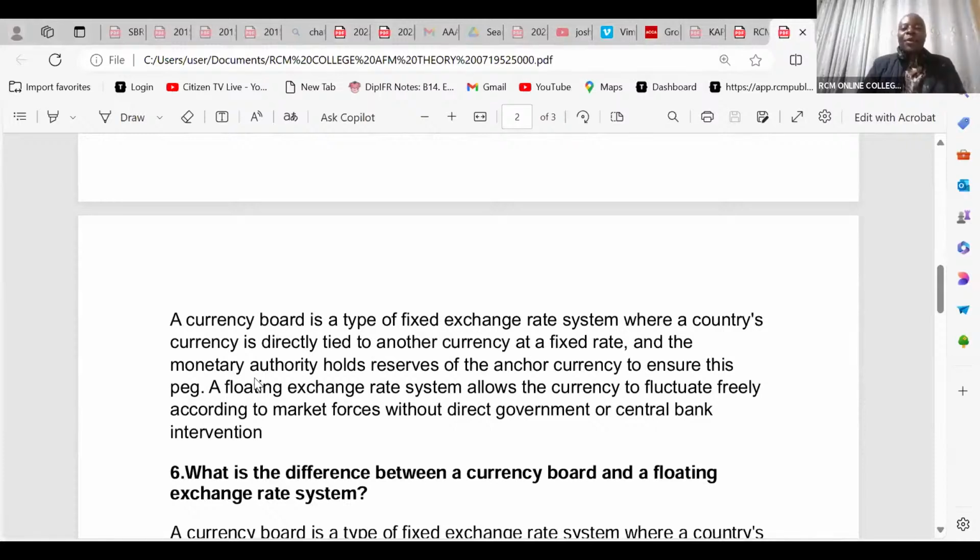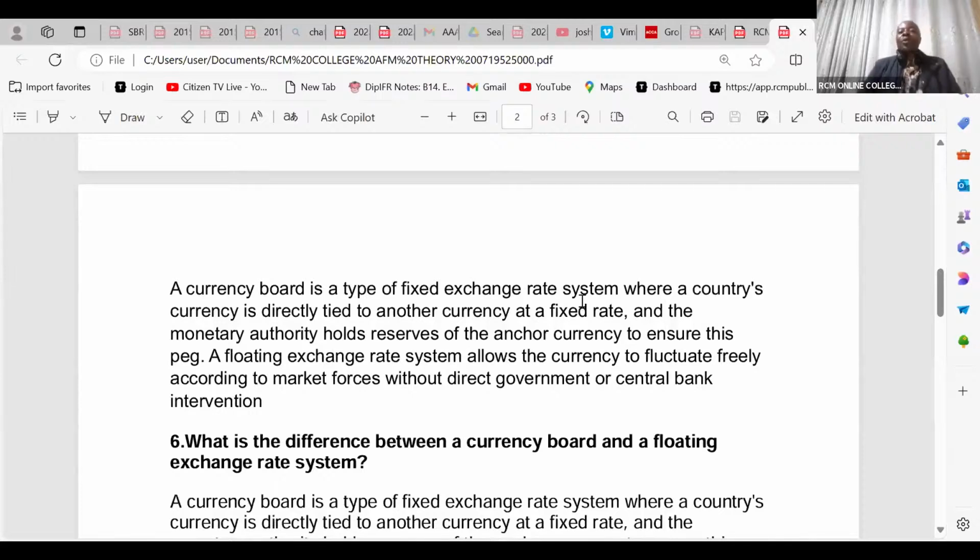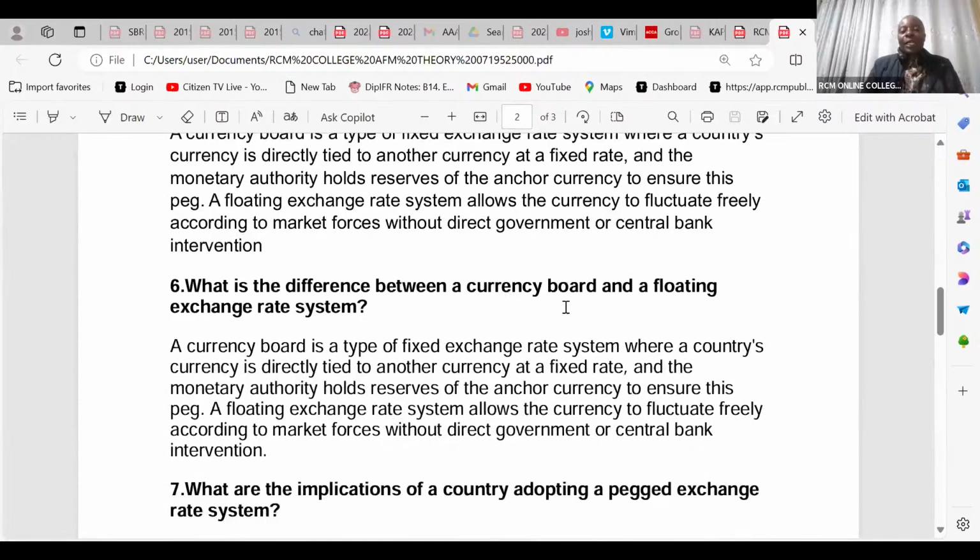A currency board is a type of fixed exchange rate system where a country's currency is directly tied to another currency at a fixed rate, and the monetary authority holds reserves of the anchor currency to ensure this peg. A floating exchange rate system allows the currency to fluctuate freely according to market forces without direct government or central bank intervention. That already has sunk in, ladies and gentlemen.